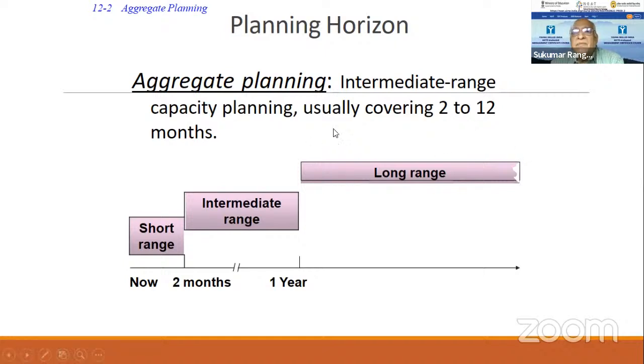Long range planning affects decisions which need to be taken for the capacity, the locations, and developing bigger vendors or things like that. Whereas immediate range impacts your supply chain management mostly, and distribution and marketing.